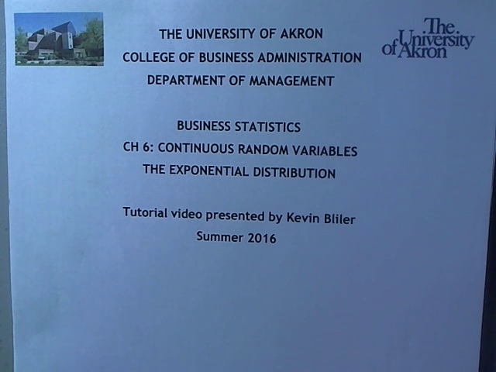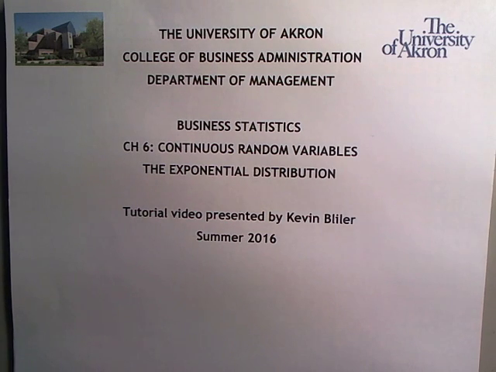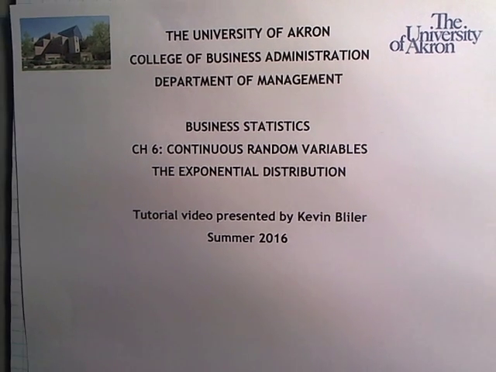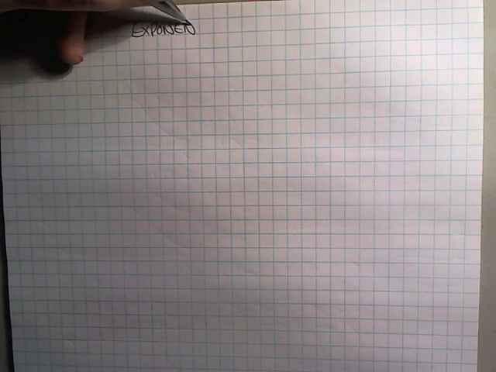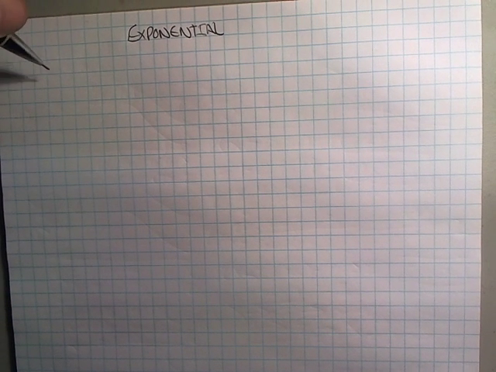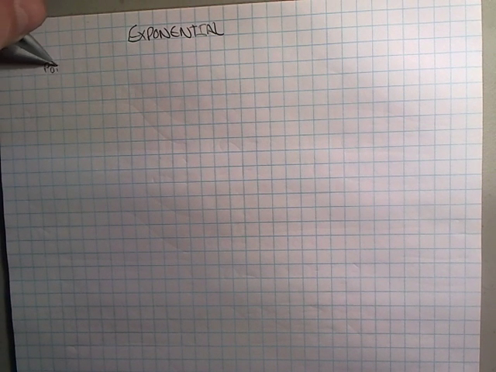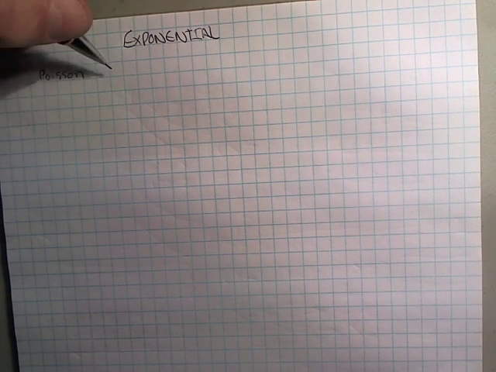Another distribution that we're going to work with is called the exponential distribution. Let's look at some characteristics of that. An exponential distribution is tied very closely to a Poisson distributed set of data.